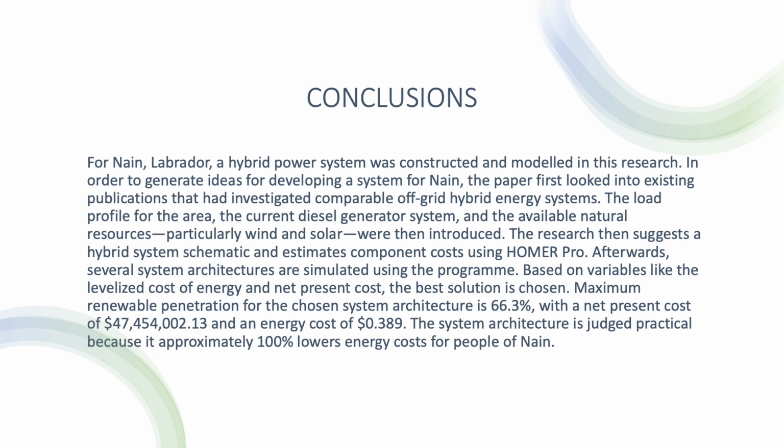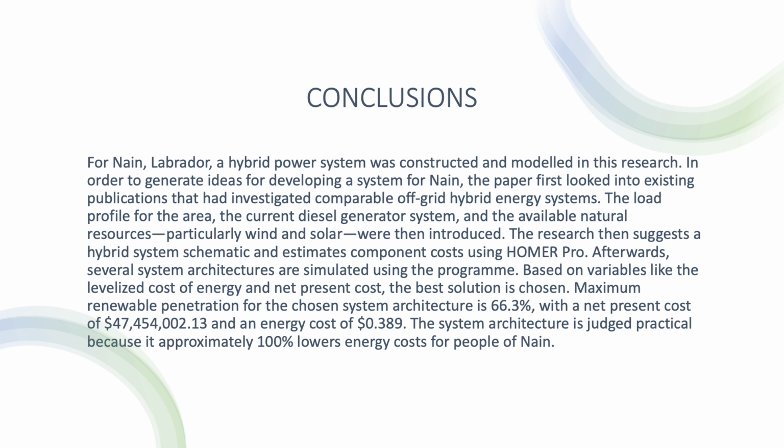This research then suggests a hybrid system schematic and estimates component costs using HOMER Pro. Afterwards, several system architectures were simulated using the program, and based on variables like the levelized cost of energy and net present cost, the best solution is chosen. Maximum renewable energy penetration for the chosen system architecture is 66.3%, the net present cost is $47,454,002, and the energy cost is 0.389.